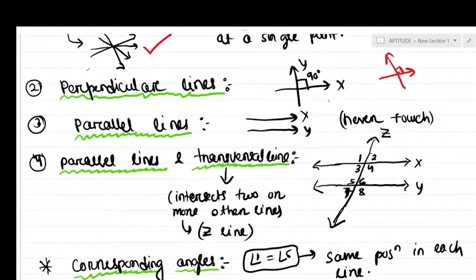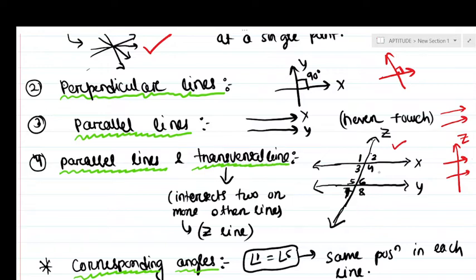Then the thing is parallel lines. If two lines never touch each other, like this, they are parallel lines. And then transversal lines, as the name suggests. With the parallel lines, the transversal line is the line that intersects two or more lines, like this. This is the transversal line. See the figure.